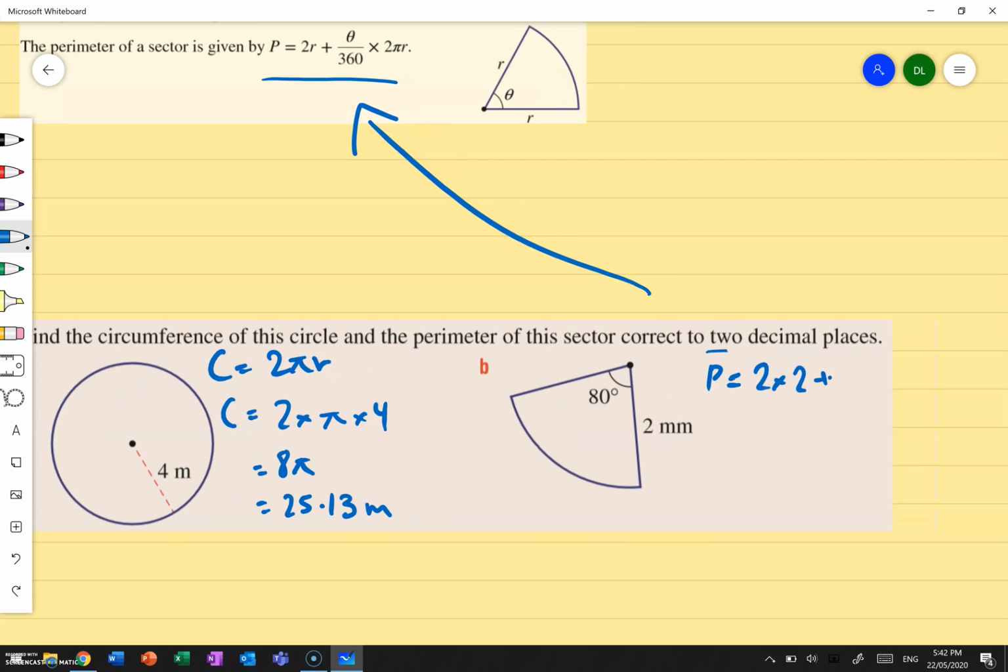plus my theta is 80 degrees. So I'm going to write 80 over 360 times by 2 times by pi times by r, which is 2. I put that in the calculator. I'm going to get 4 plus 80 divided by 360, and then times 2 times pi times 2. Yeah, looks good to me. That gives me an answer of 6.79. And remember the units, so I end up with millimeters. Alright. Hopefully that makes sense.